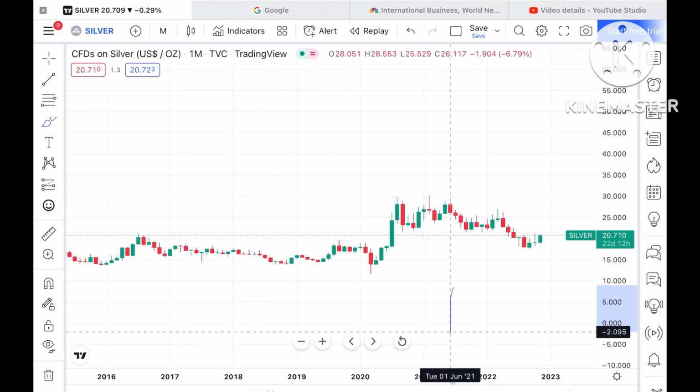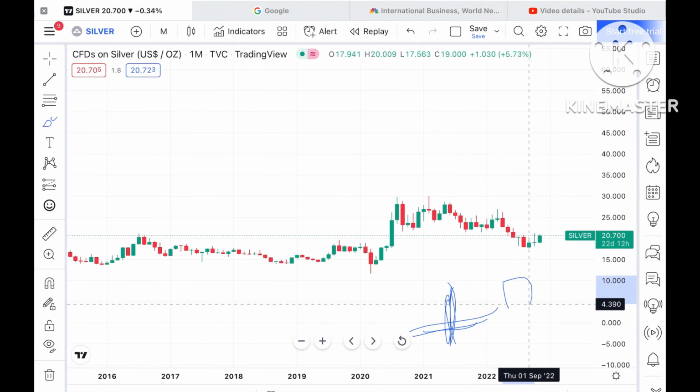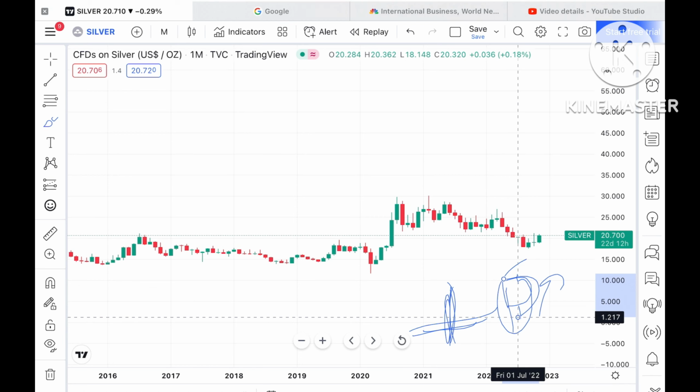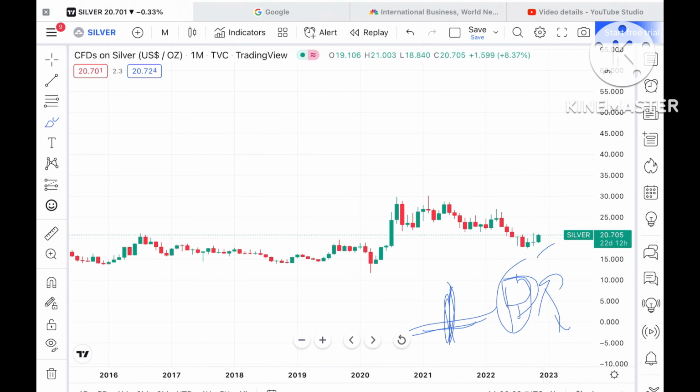Whenever there is a doji candle, there is a high probability that if a green candle forms, the probability of moving upside is there. If a red candle forms, the probability of moving downside is there. Okay, as of now, we can see a green candle is trying to form.